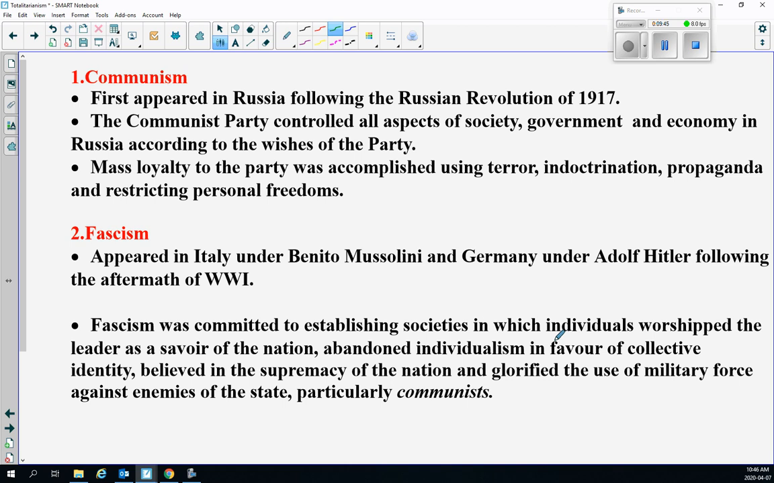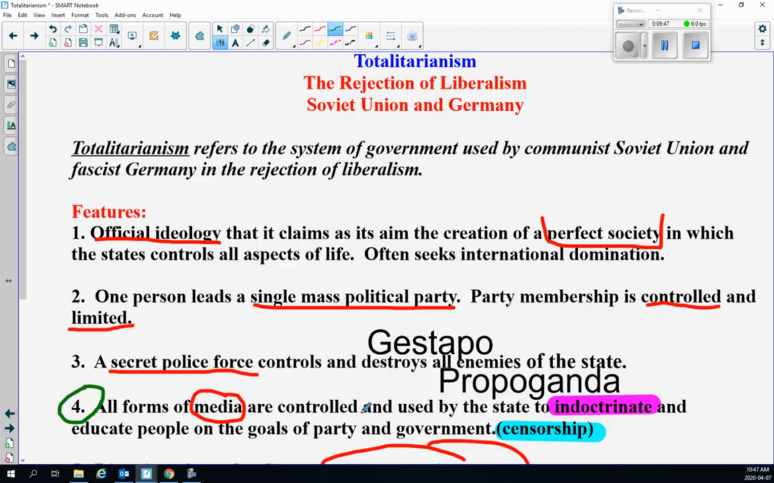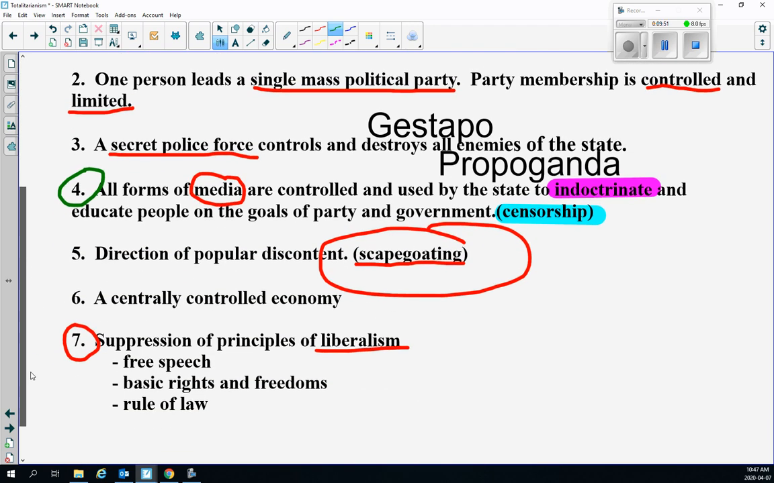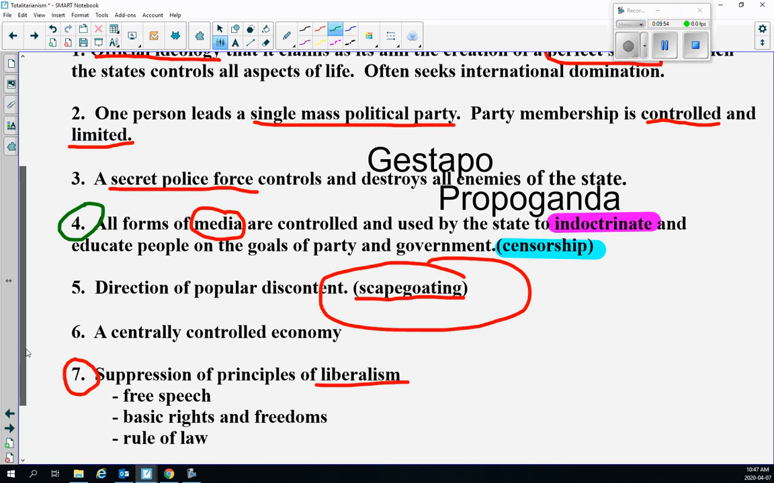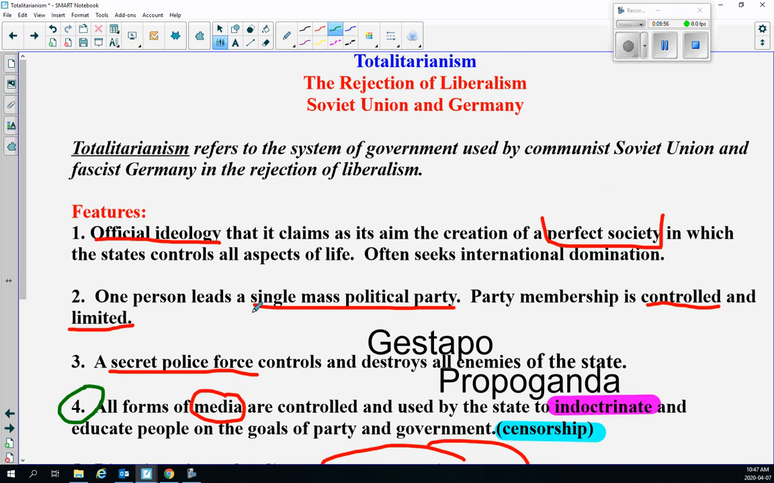And the reason why we do this is that you're going to learn what can happen when a totalitarian regime takes over and how you need to be vigilant as a citizen and that you would never allow this to happen.